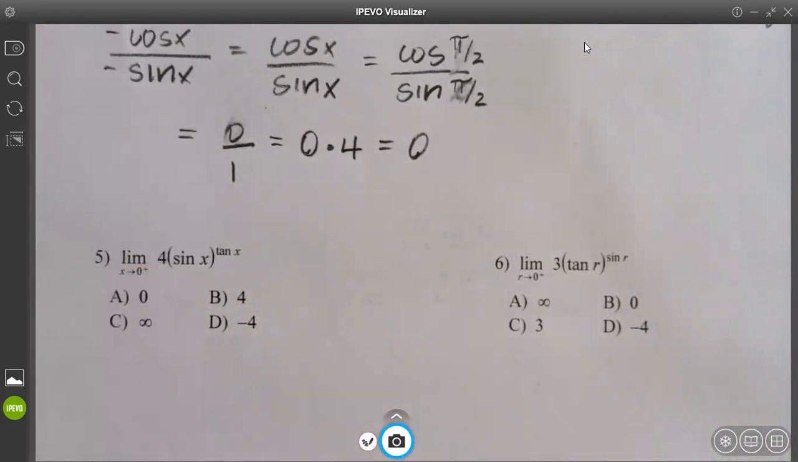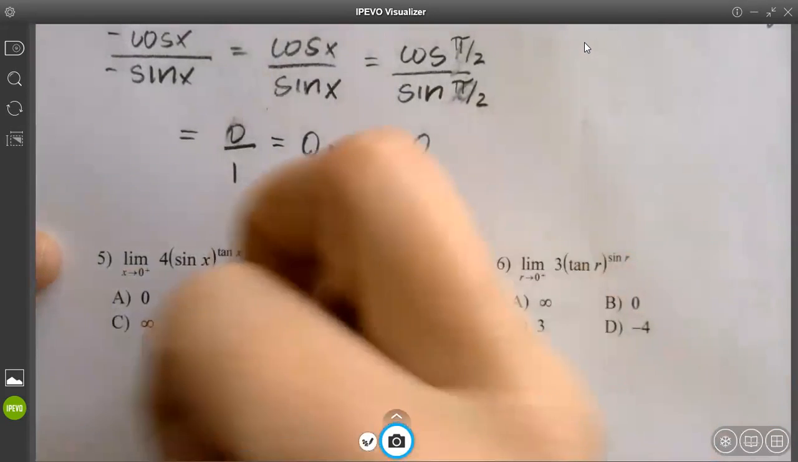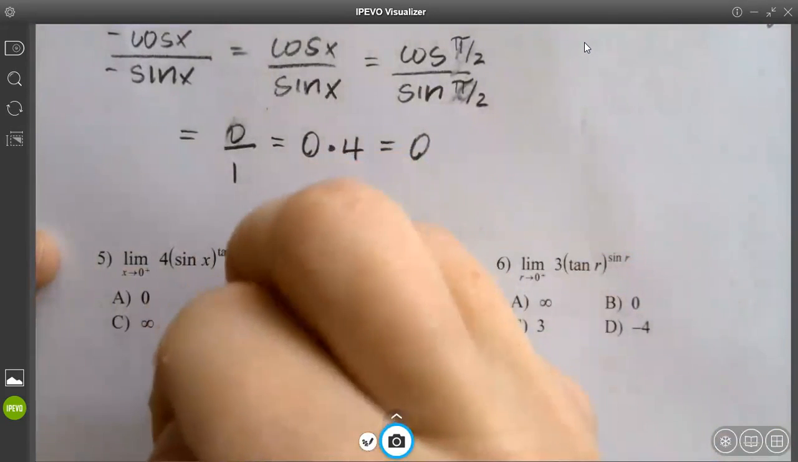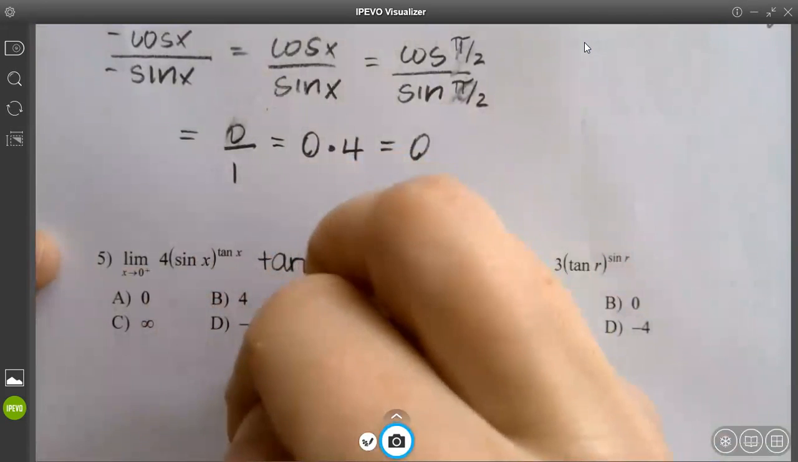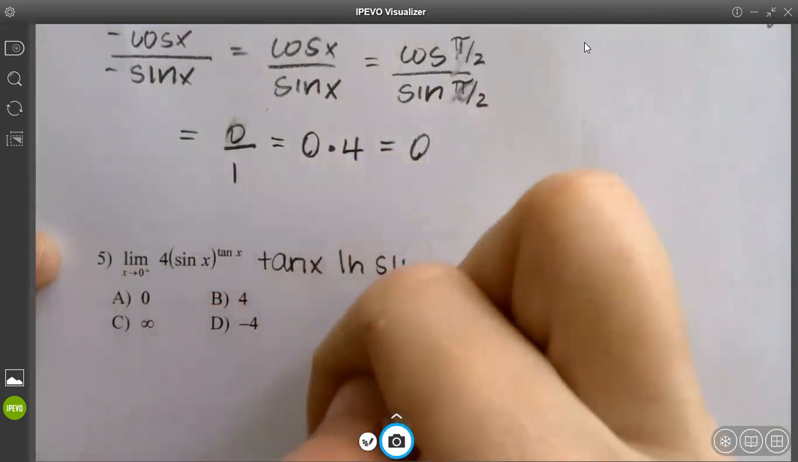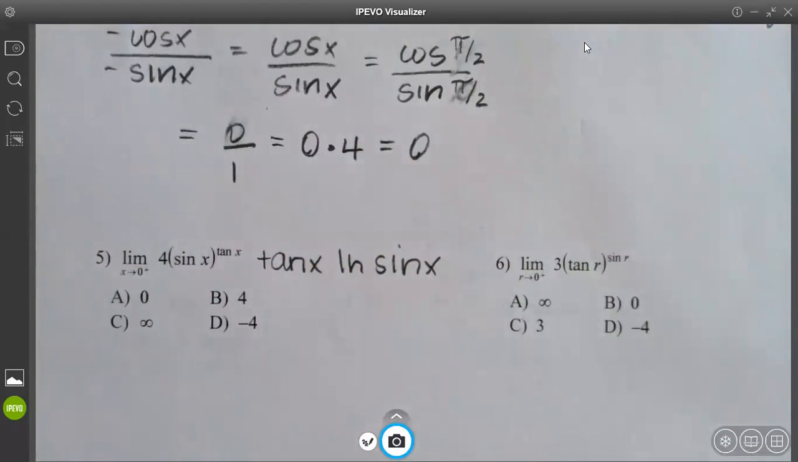So on 5, what do we need to do? We're going to ln, but we're going to do what first? Yeah, ignore that 4. So I'm going to write tan x. I'm going to just go do it all at the same time. ln sin x. The reason we ln sin x is so that we can bring that power of tan down because there's a variable in there.